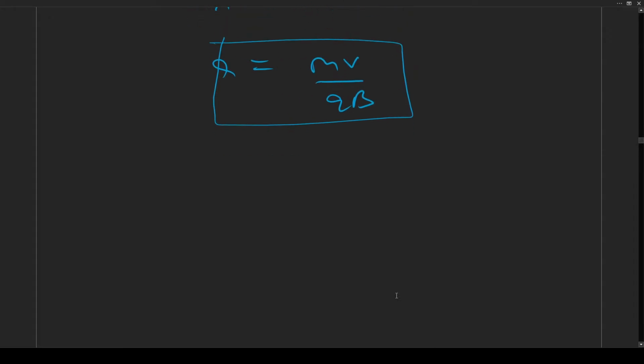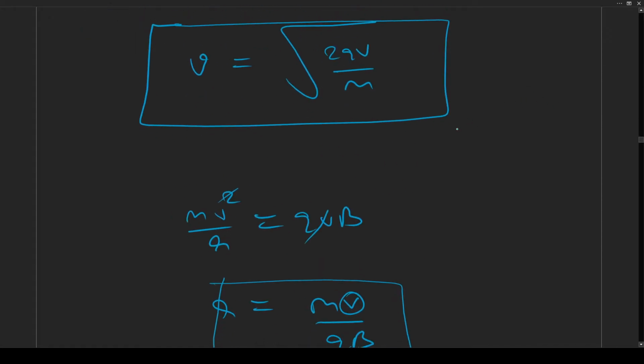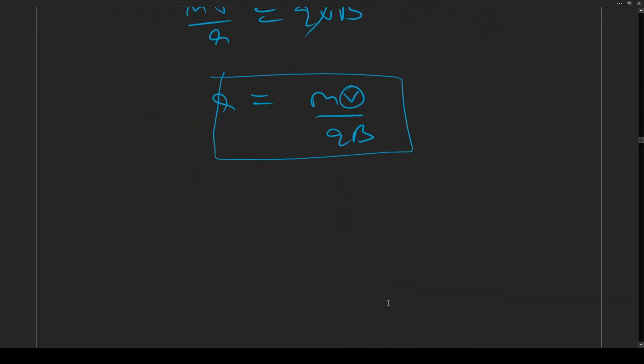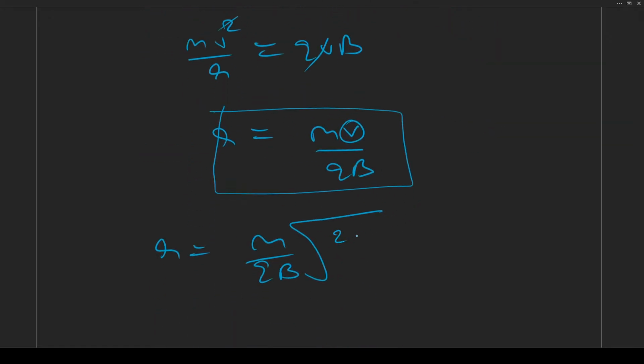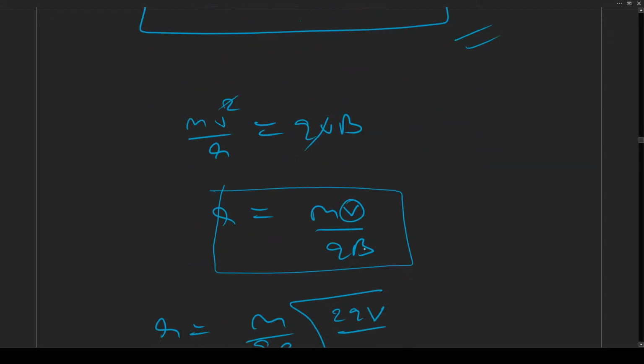And in this equation we can substitute the value of v from our prior equation, this one. So we'll get r, which is equals to mqB by root of 2qV by m.